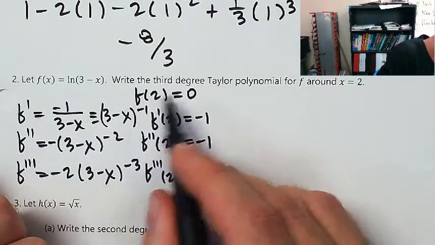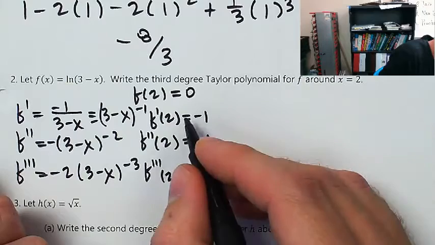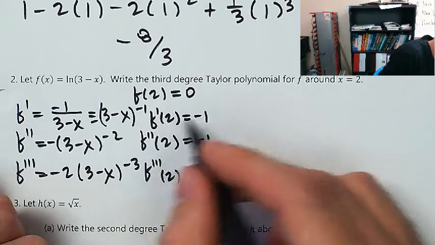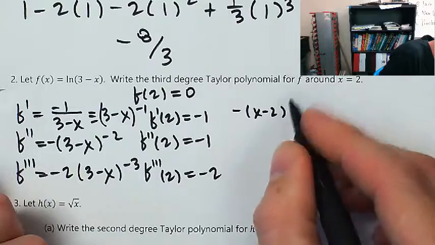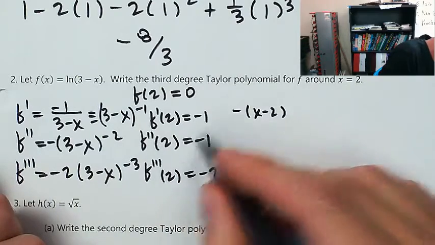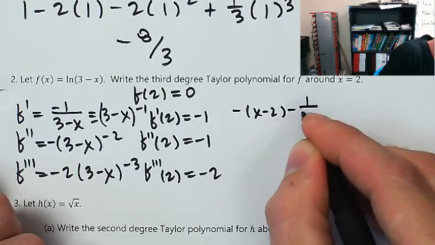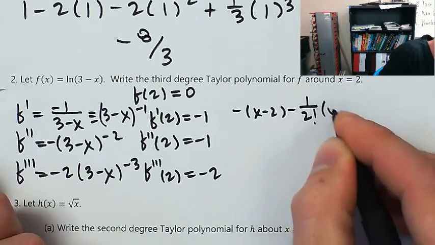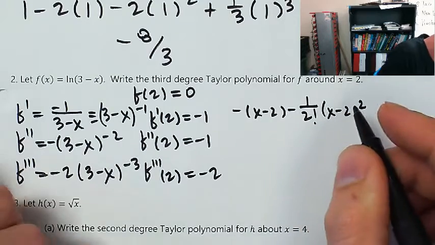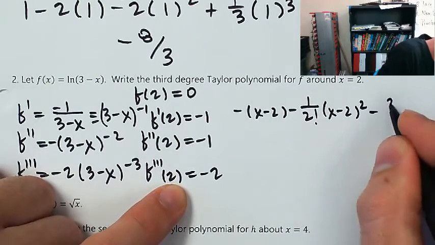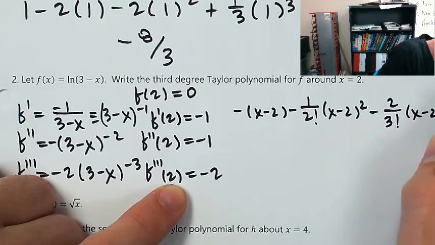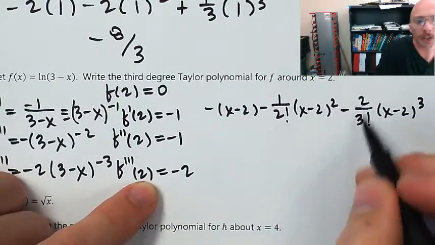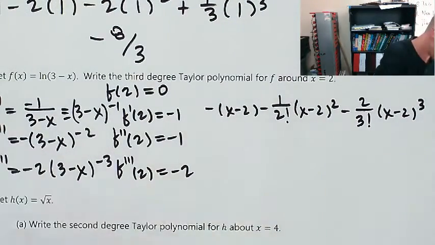I'm going to have f of 2 plus f prime of 2 times x minus 2, so negative of x minus 2, plus f double prime divided by 2 factorial, x minus 2 squared. And then f triple prime is 2 over 3 factorial, x minus 2 to the third. And I probably could have simplified that a little bit, but who cares?